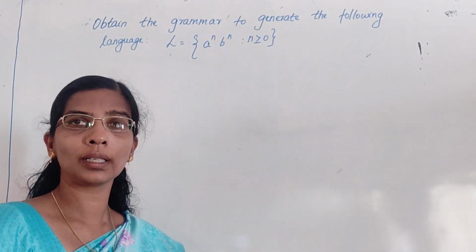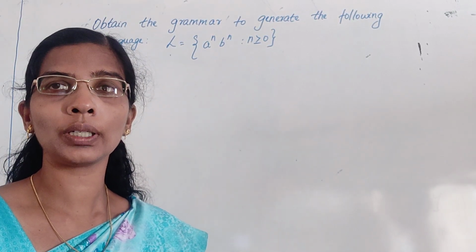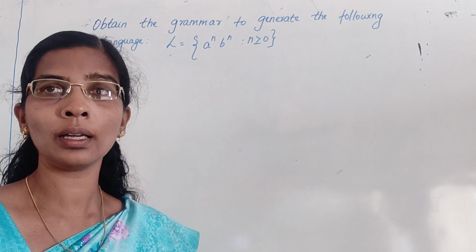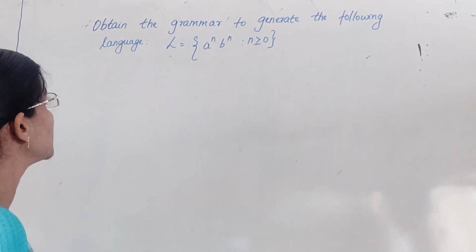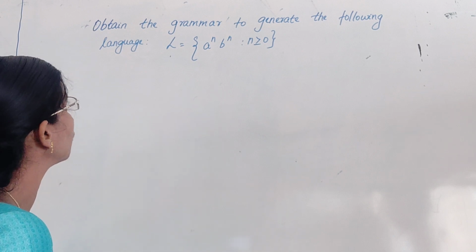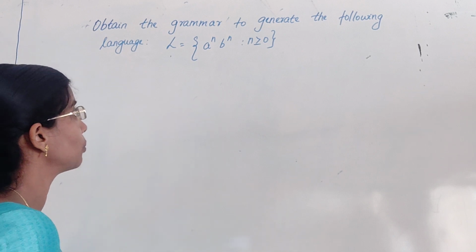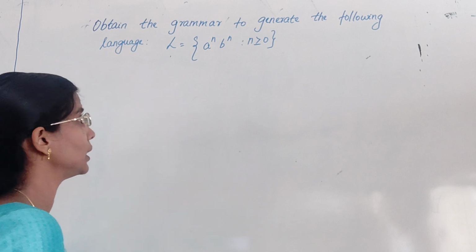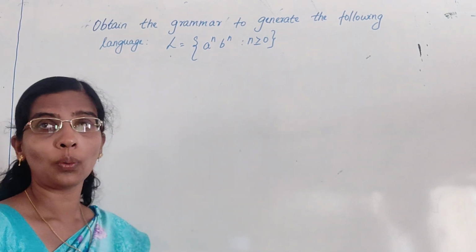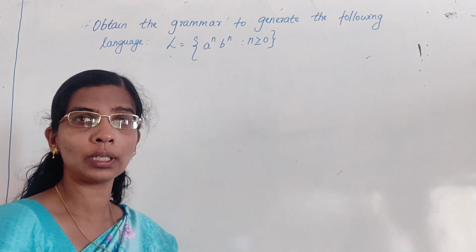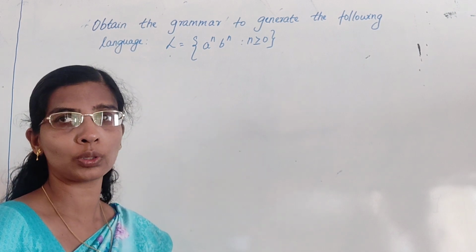Hi students, in continuation of the previous video, we'll discuss a few more sums in designing context-free grammar. Obtain the grammar to generate the following language: L = {a^n b^n such that n ≥ 0}. Only the language is given. If you see the previous two sums, the grammar is also given.